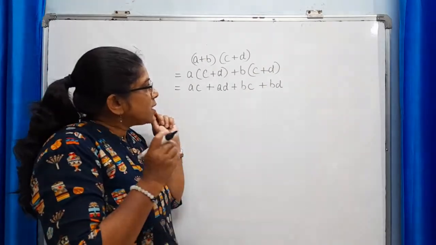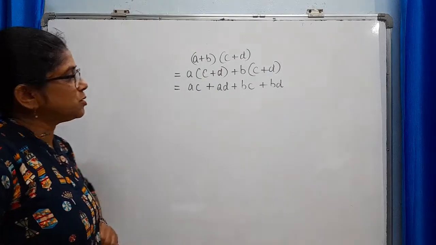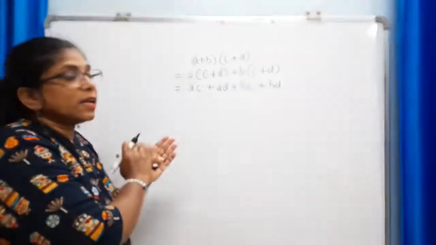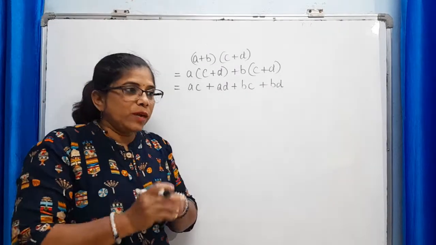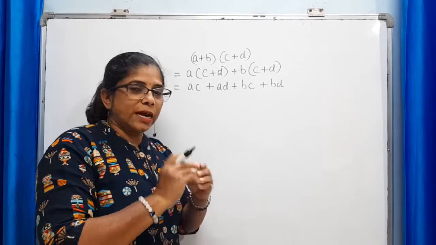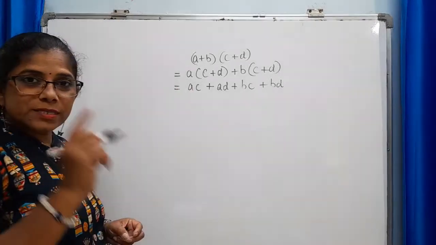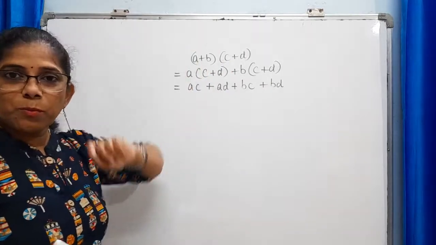And if we get some like terms, after this multiplication there is a possibility of getting like terms here. So if we come across the like terms, we have to operate them, means add or subtract according to their sign. Now let's see two examples of binomial into binomial.